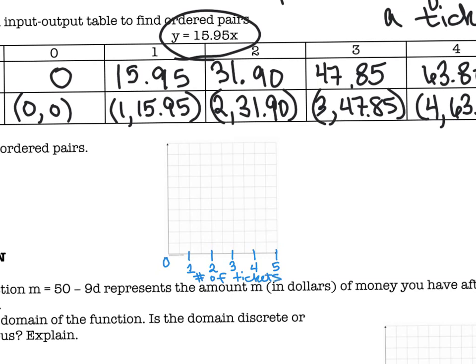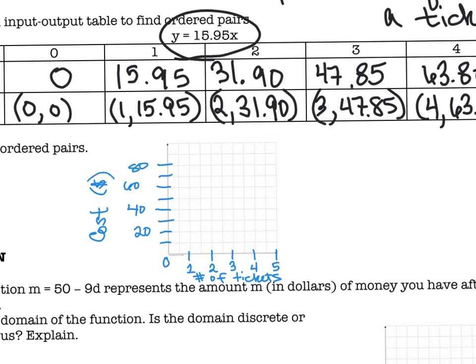The range is your y values, and we have to go from 0 all the way up to 63.80. For that case, I think I'm going to jump up by tens. So we'll do 10 and then 20, 30, 40, 50, 60, 70, 80. I didn't label each one just because it'll get a little bit messy. And this would be our cost of the tickets in dollars. So let's do our best to graph this.